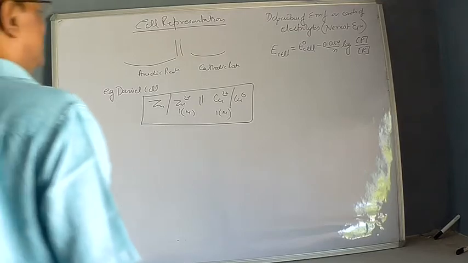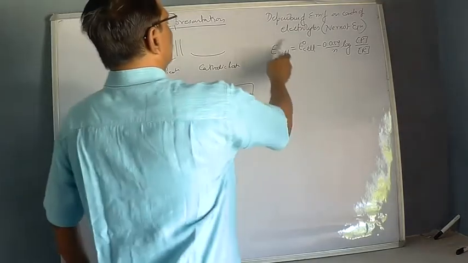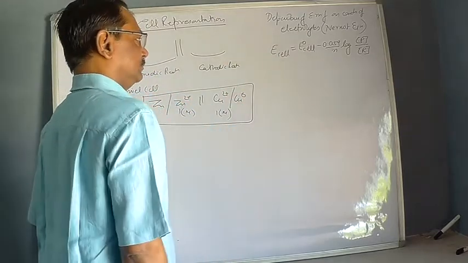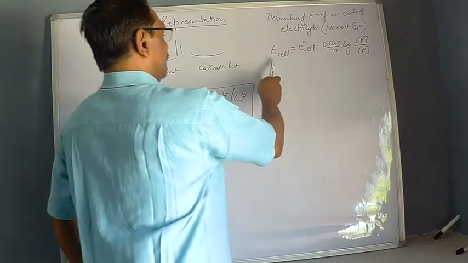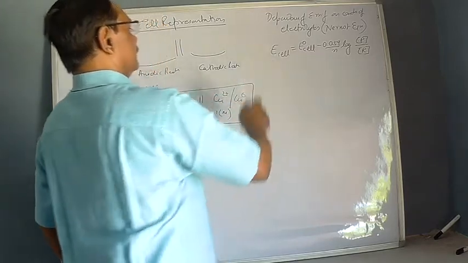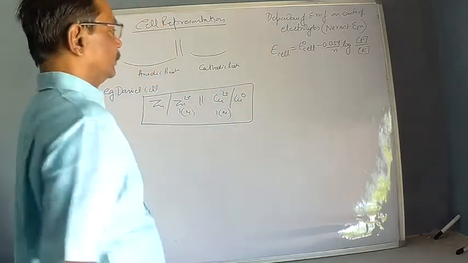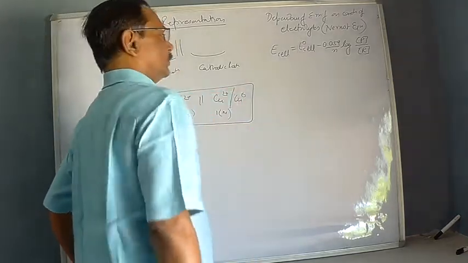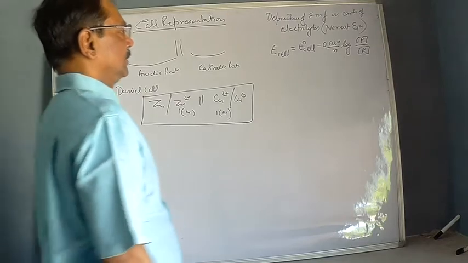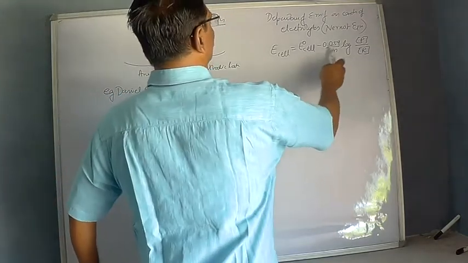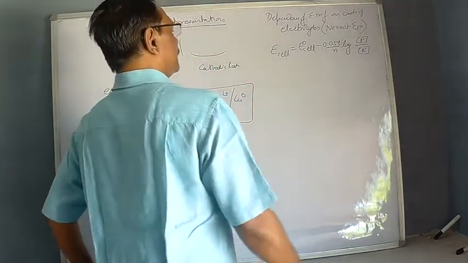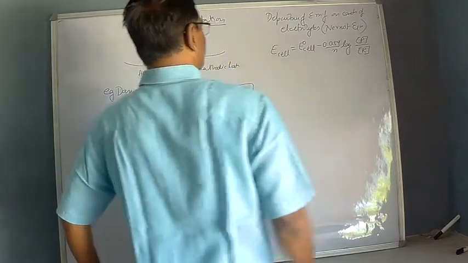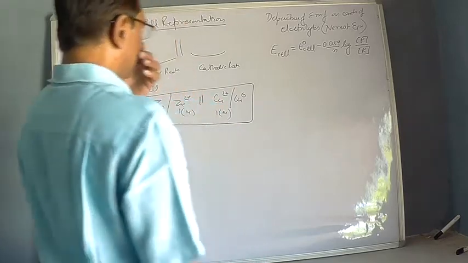Let us understand the entire thing again. E cell is the EMF generated at any given concentration of the electrolyte. I repeat again, E cell is EMF generated by cell at any given concentration of the electrolyte. E0 cell, that was your standard EMF. And n is the number of moles of electrons taking part, P is your product, R is your reactant. That I will make you understand when we go for a numerical.